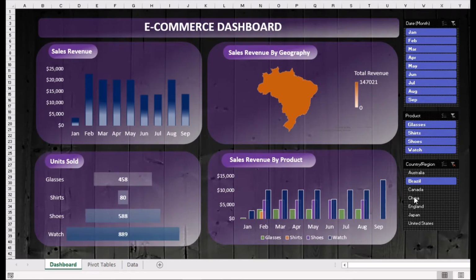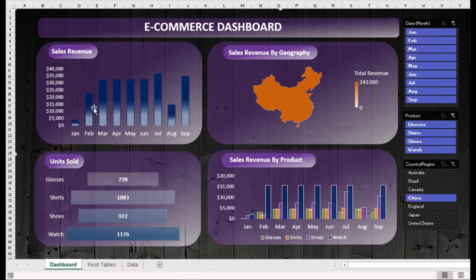Now let's see China stats. Let's click China. There you go. We have almost stable total sales revenue. We sold around 738 glasses, 922 shoes, 1176 watches. The total revenue was 2,41,360, and this is the sales revenue by product, where we see that the watches have almost stable revenue stream throughout the 9 months period. And in August we sold 0 units of watches to China.